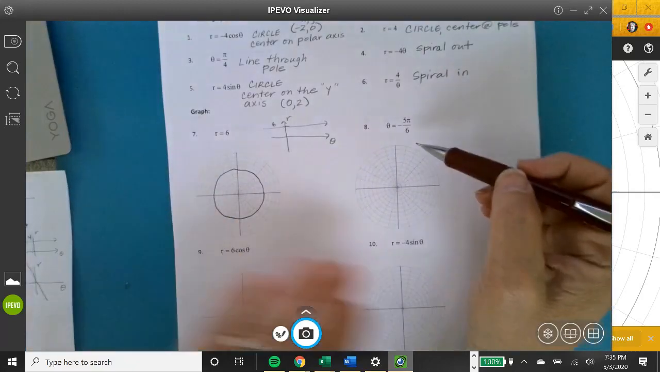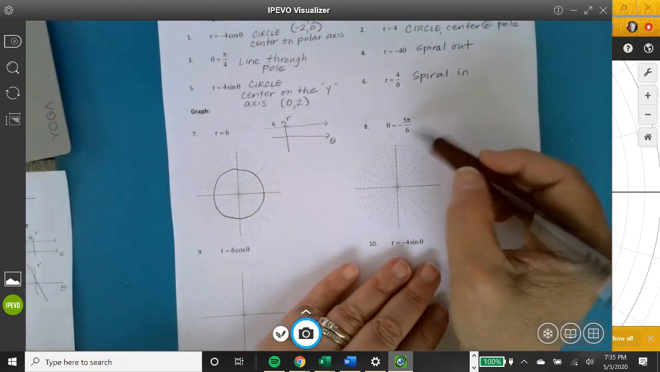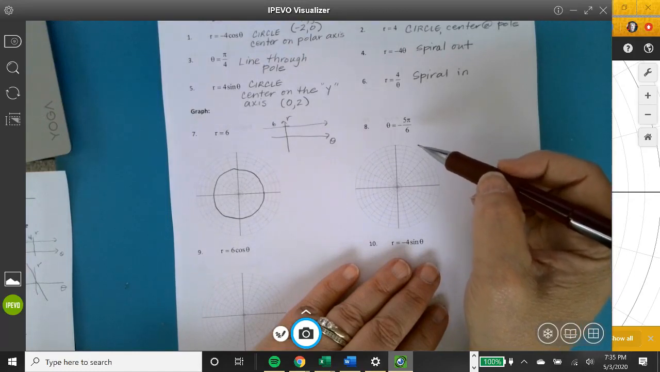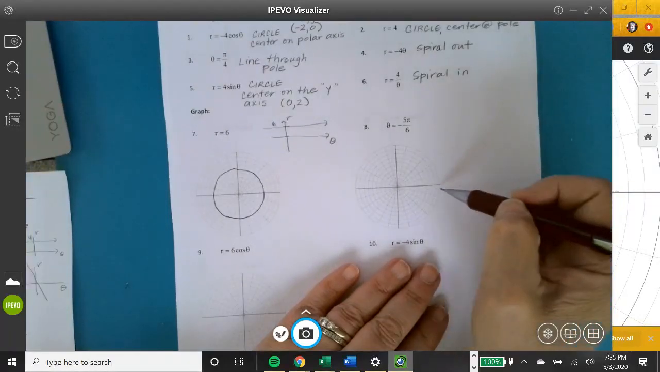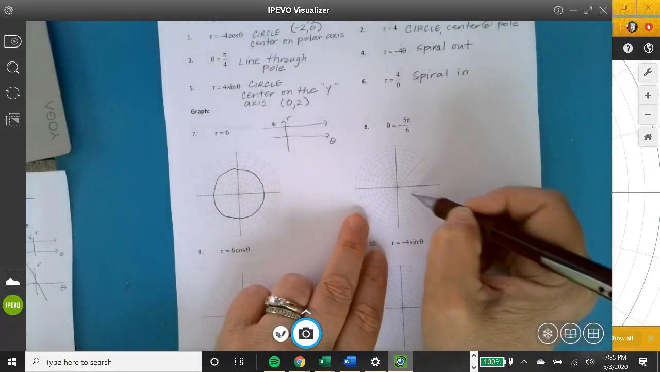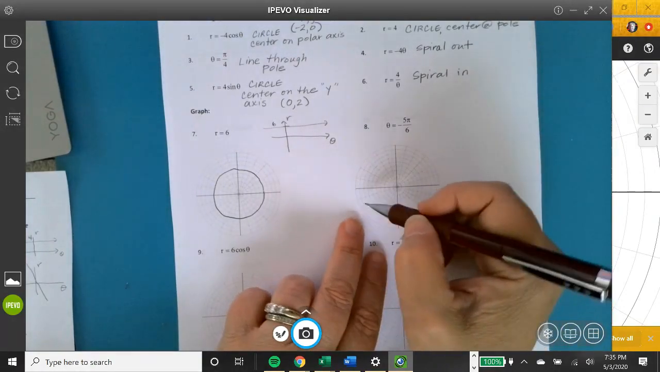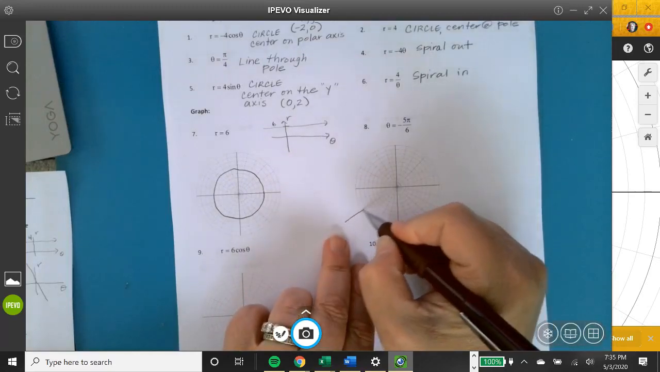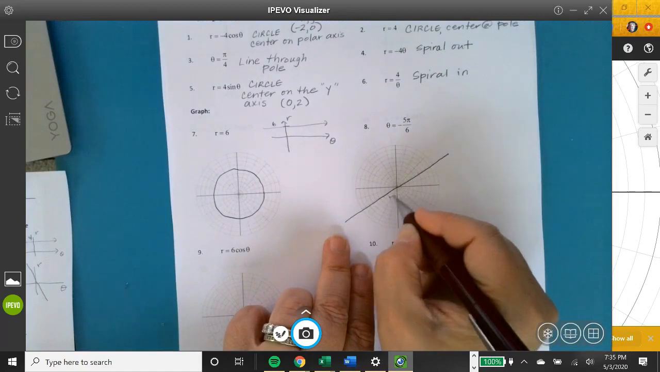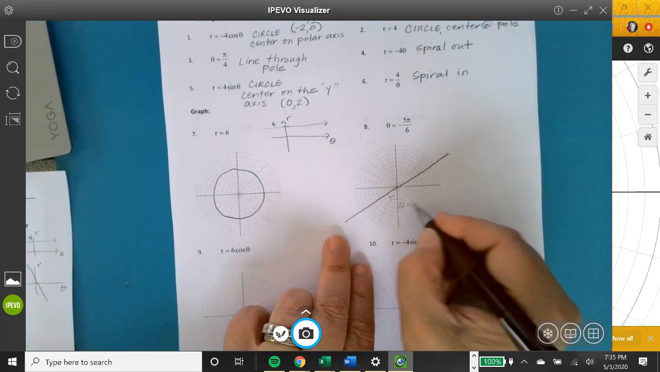Okay, so this next curve says, well, theta is equal to negative 5 pi over 6. Well, where is negative 5 pi over 6? Well, if I start from standard position, negative 5 pi over 6 is over here because this would be pi over 6, pi over 6. So here it is. This is a line, and my theta here is negative 5 pi over 6.